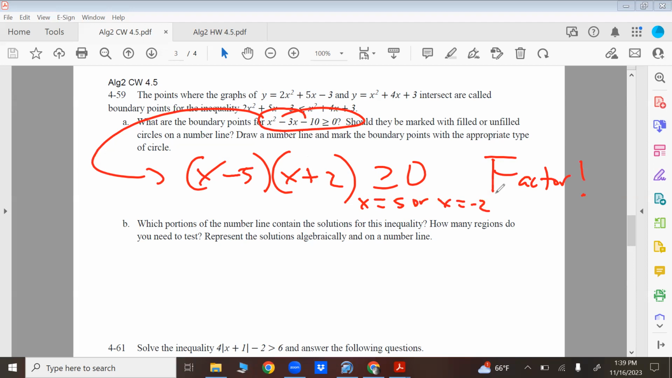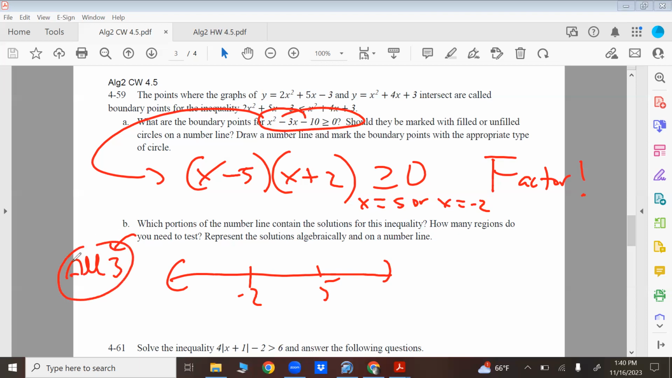All right, that looks good to me. So what portion of the number line contains solutions for this inequality? You're going to do a number line. You're going to locate negative 2 and 5. So we're rinse and repeat, right? We're just doing the same thing. How many regions do you need to test? We're going to test all 3. Give me a number bigger than 5, a number between the two, and one less than negative 2.